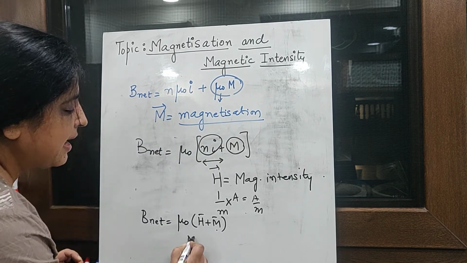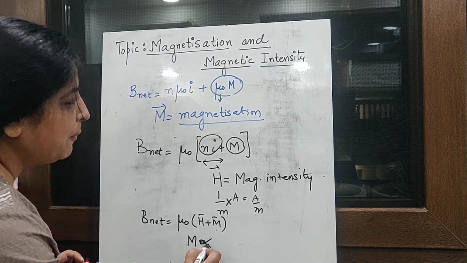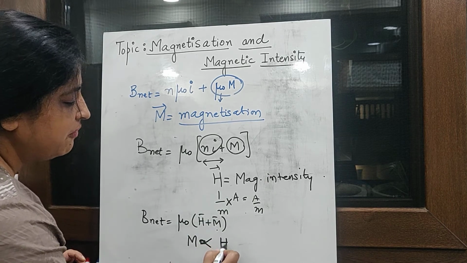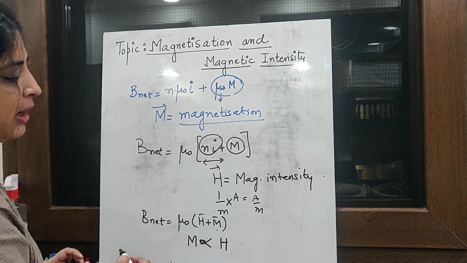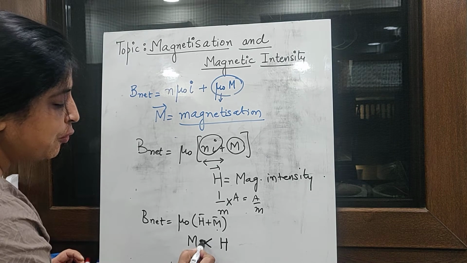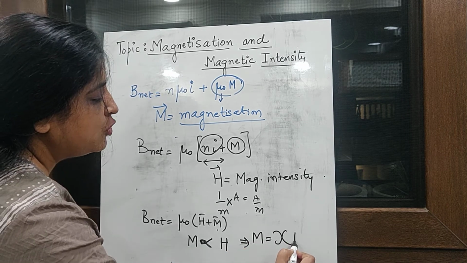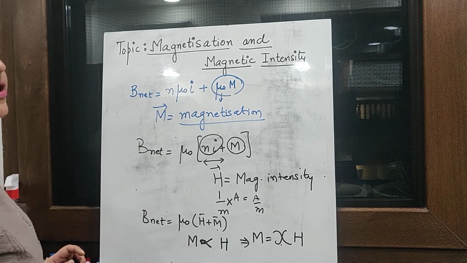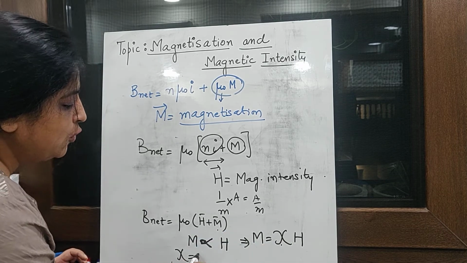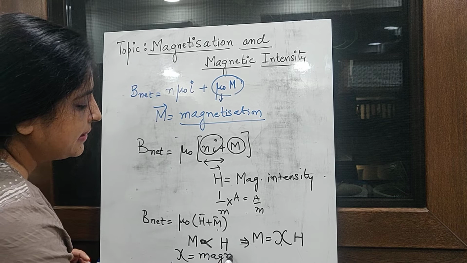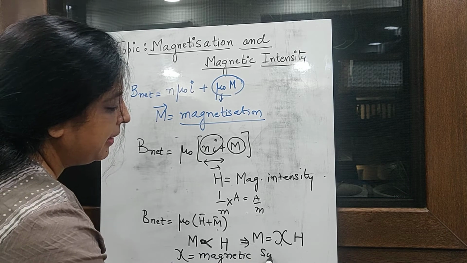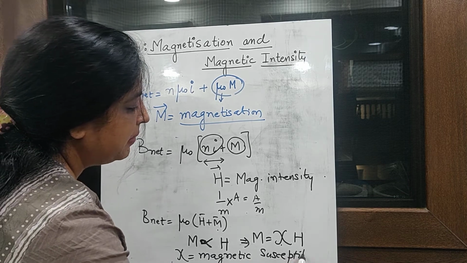Therefore, I will write M is proportional to H, which is the external factor which further depends on I. And removing this proportionality, I can write M is equal to chi into H, where chi is the constant of proportionality. It is also known as magnetic susceptibility.